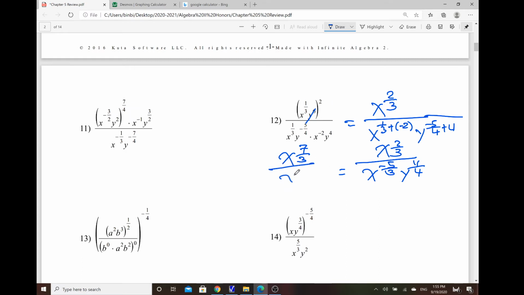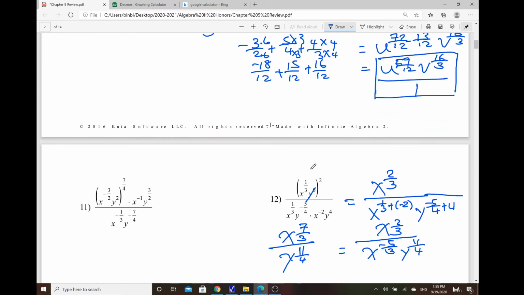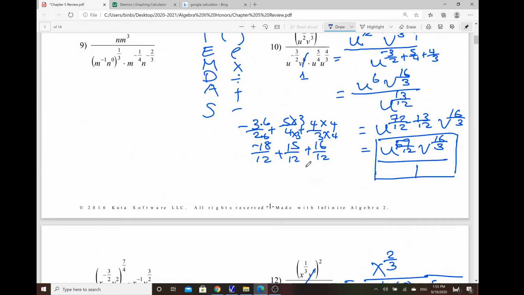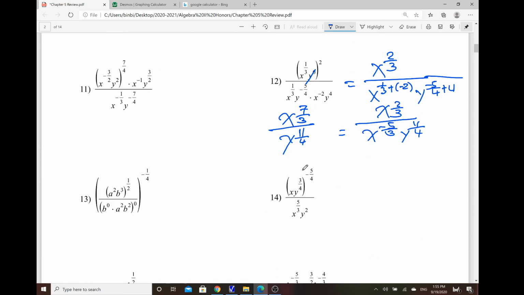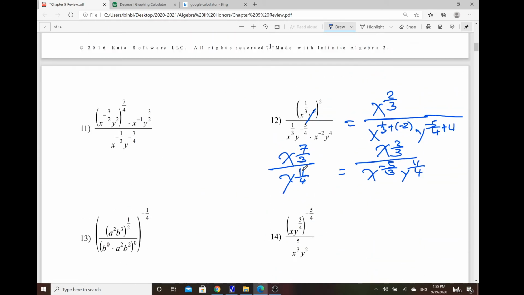And now, what about that y to the power of 11 over 4? Remember that according to the instructions, there's no fractional exponent in the denominator. So what we can do is find the closest integer to 11 over 4, and that would be 3. So in order to get that power to 3, we need to multiply the top and the bottom of the fraction by y to the power of 1/4.